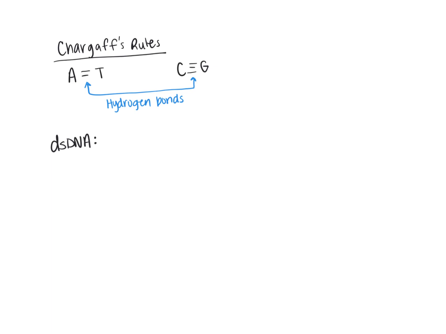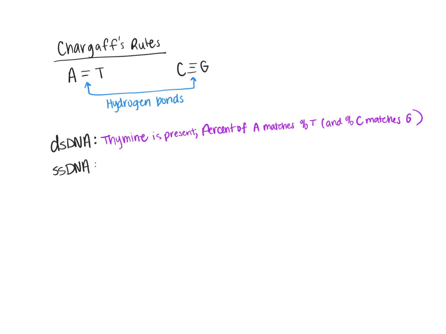So the first thing you want to look for is, is thymine present? If thymine is present, then that means you are looking at DNA. The other thing you're going to want to look for to see if this is double-stranded DNA is that your ratio of A to T will be relatively equal, and your ratio of C to G will also be relatively equal.